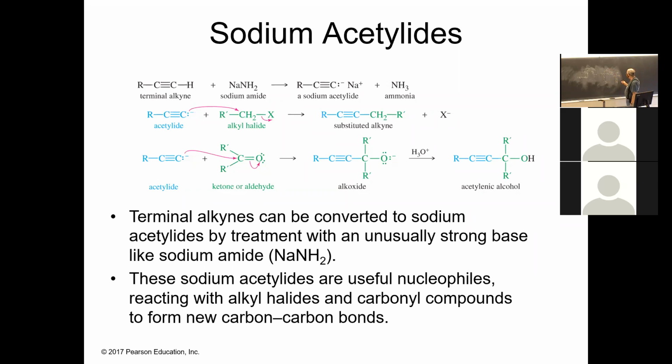Right, so to name this, the longest chain would be 1, 2, 3, 4, 5. So that's pent. We want to give the alcohol the lowest number, and so this would be 2-ol. And I'm going this way, 1, 2, 3. That would be pent-3-yn-2-ol.